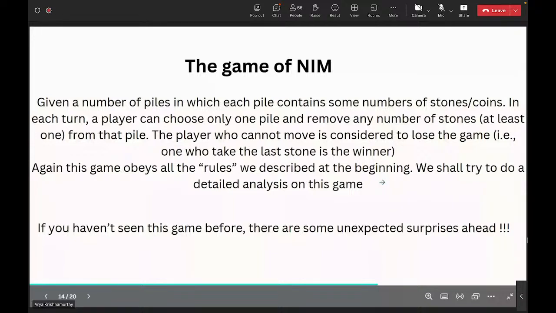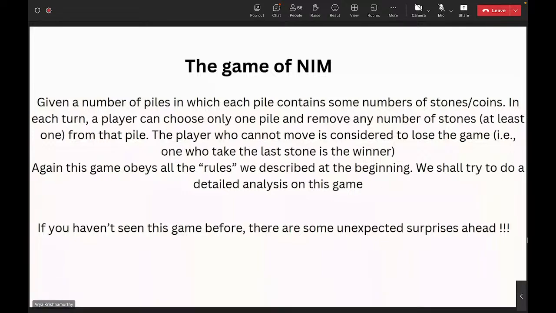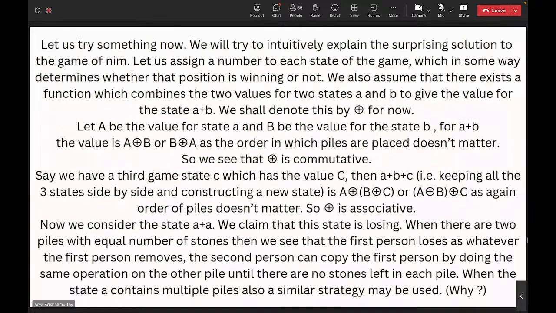Yeah, so we shall try to find a strategy for this game intuitively. The explanation that I shall be giving is just an intuitive explanation, and it may not be completely rigorous, right? The first part of the explanation at least. Okay, fine. So we will assign a number to each state of the game, which in some way determines whether that position is winning or not.